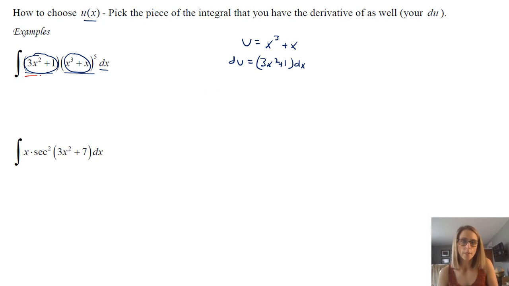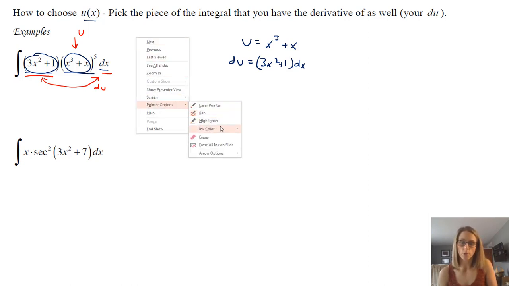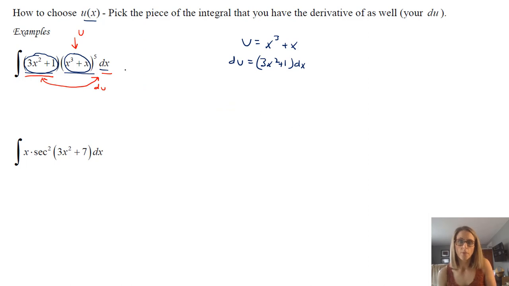So we have 3x squared plus 1 dx. We've already learned that that is going to be our du, and that this piece right here that we've already set up is our u. Then, of course, the big thing is rewriting this integral. One common mistake is that students would say, okay, so we have u du. But don't forget, we did not replace this fifth. That's not part of u or du. So we have u to the fifth du.